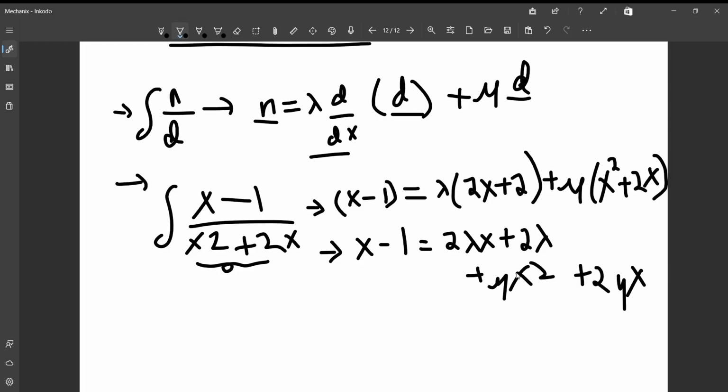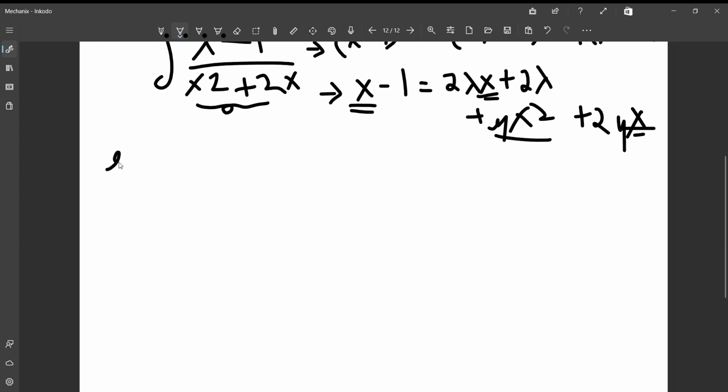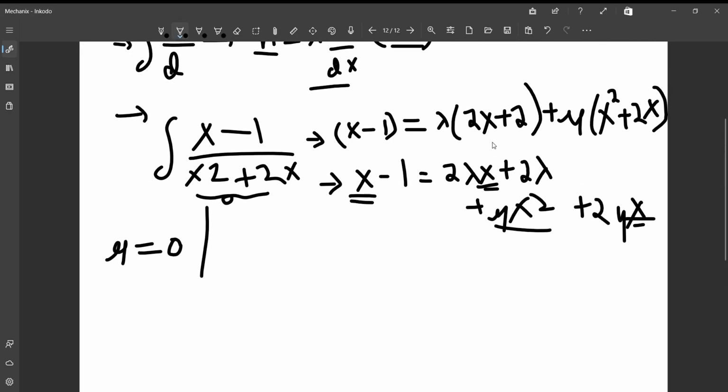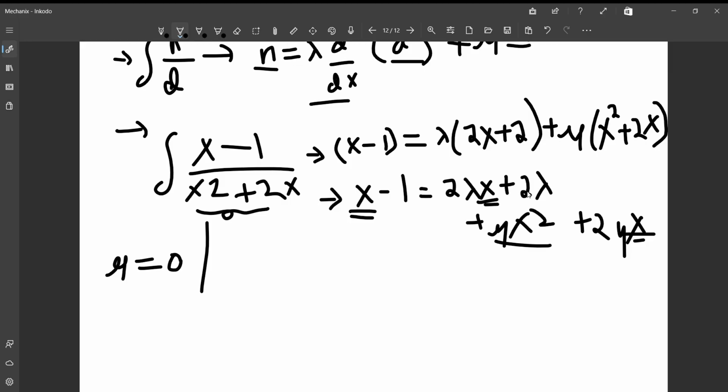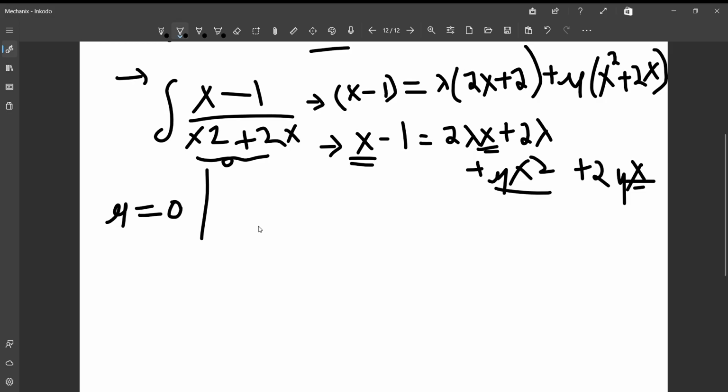So the interesting part is we're going to equate the x coefficient to these x coefficients and the constant to the constant coefficient. As there is no x squared, I can clearly state that mu is equal to 0, and with this given information, lambda should be equal to minus 1 by 2.